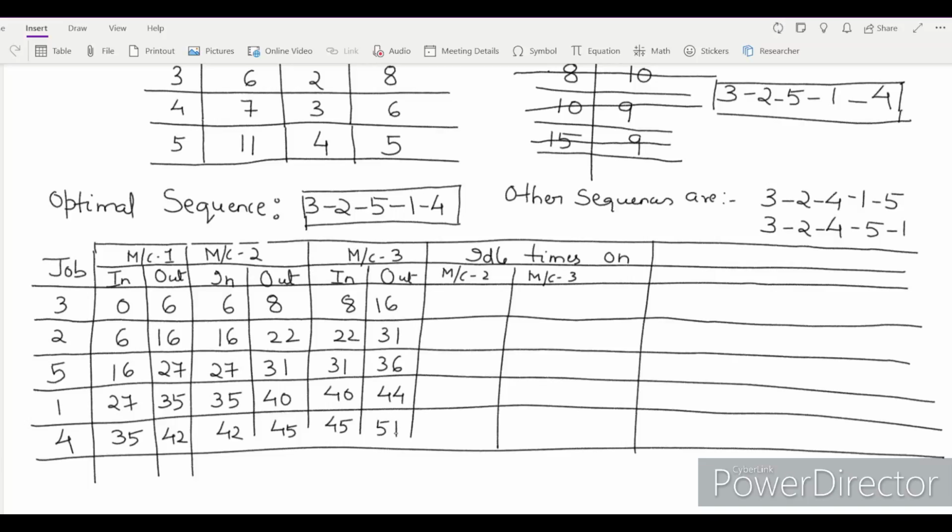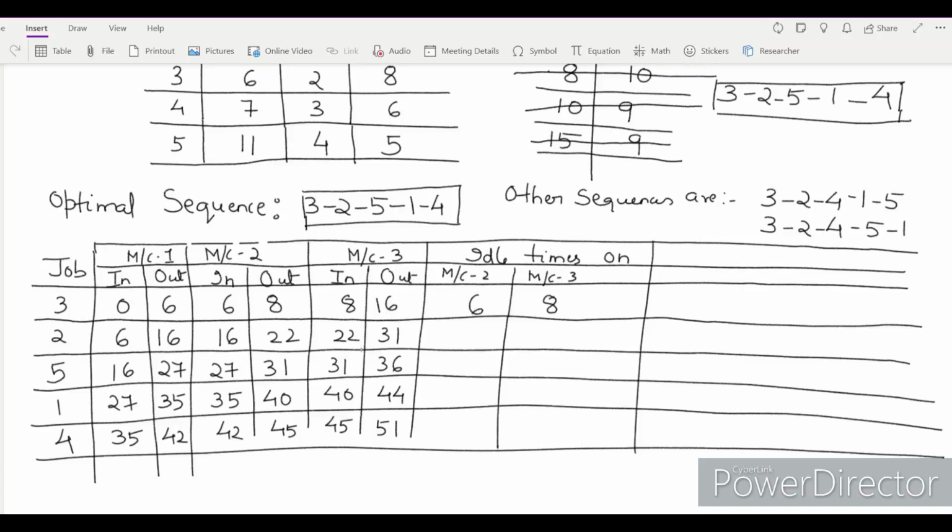So in this way, we have filled all the columns of in time and out time for all the three machines. Now idle time for machine 2 is 6. You can see because it has to wait up to 6 minutes. So it is 6. And again the idle time for machine 3 is 8 minutes. It has to wait for 8 minutes. So it is 6 and 8.